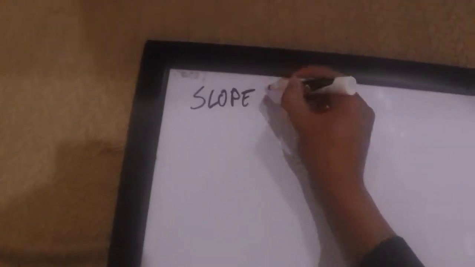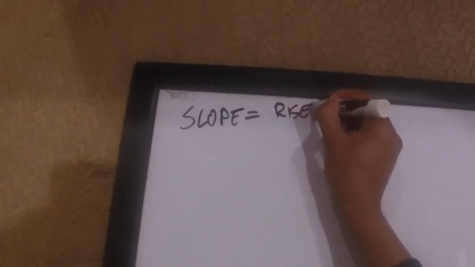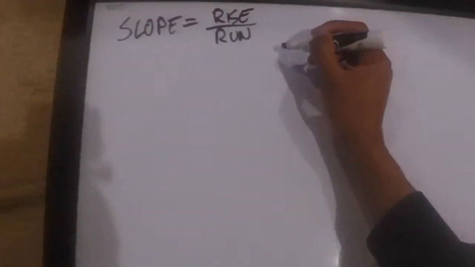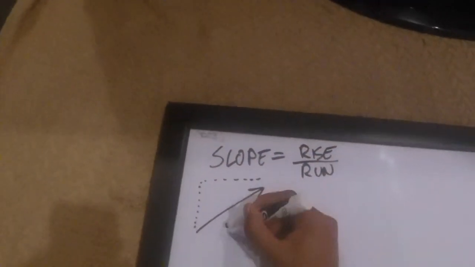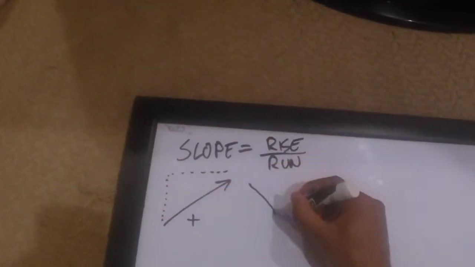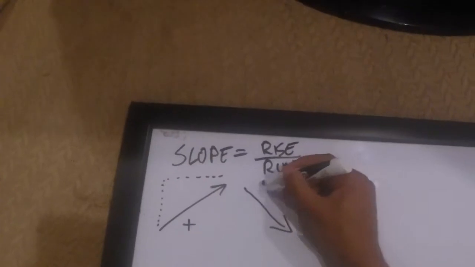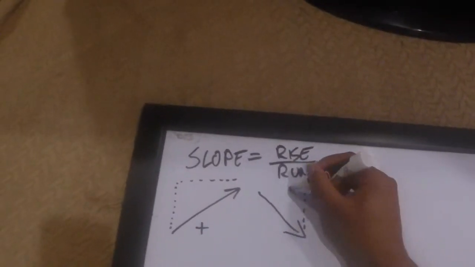Okay, it's go time. What do we start with? Slope. What's the definition of slope? We have rise over run. Now allow me to show this graphically. So I have a line up and to the right, so I go rise over run to the right, so I have positive slope. I draw another line down and to the right. So I go rise over run to the left, that means I have negative slope.